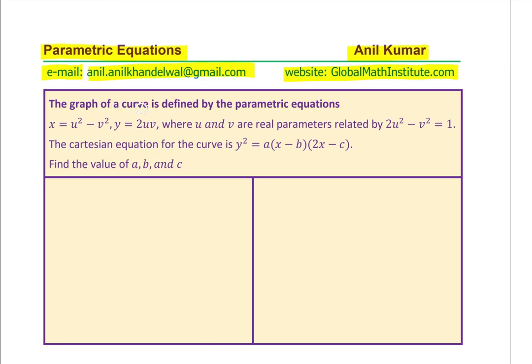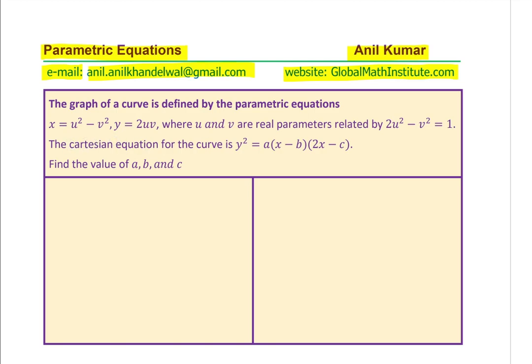The graph of a curve is defined by the parametric equations, and the equations are given to you. x equals u square minus v square, y equals 2uv, where u and v are real parameters related by 2u square minus v square equals 1. The Cartesian equation for the curve is y square equals a(x minus b)(2x minus c). Find the value of a, b, and c. That's the question for you. You can pause the video, answer the question, and then look into my suggestions.